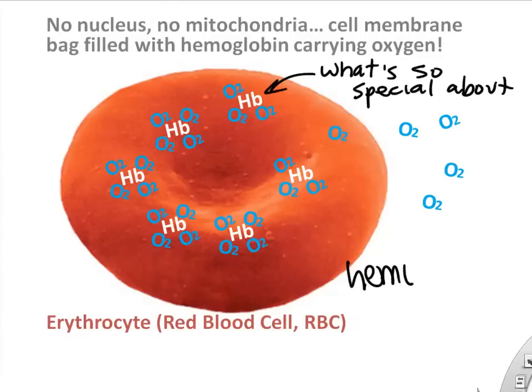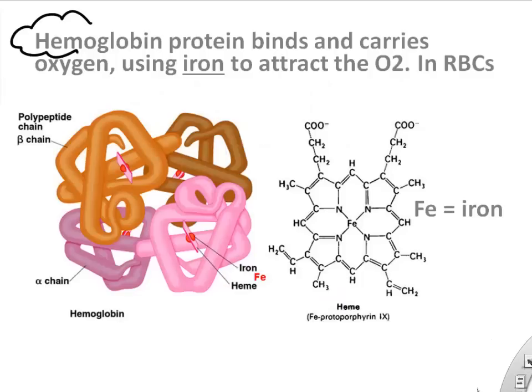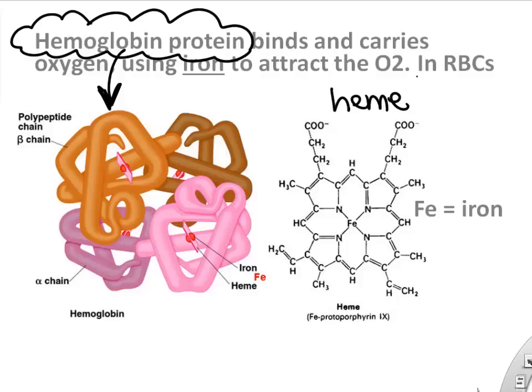So what's so special about hemoglobin? Well, obviously it can carry oxygen and it's able to bind it and release it, which is really cool. So how does hemoglobin carry oxygen? Well, the hemoglobin proteins have these heme molecules, which you can see is kind of complex.